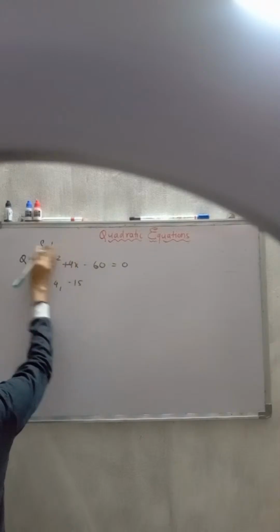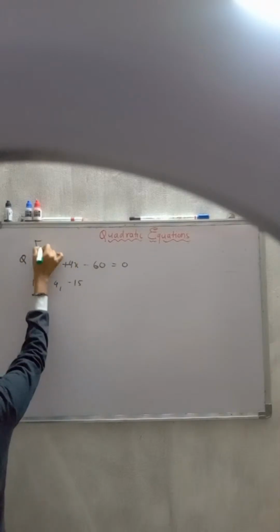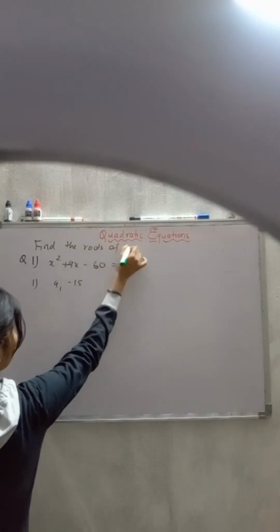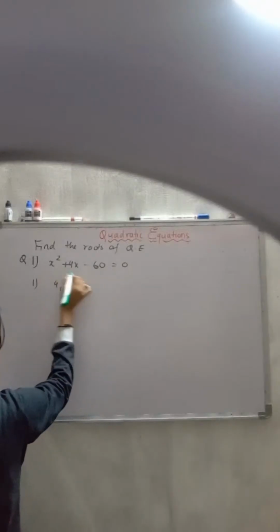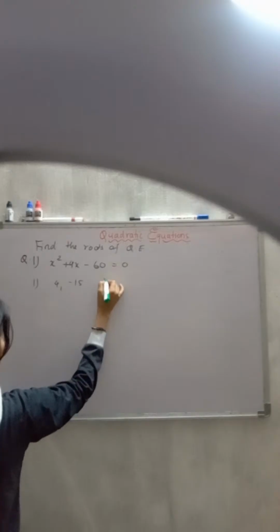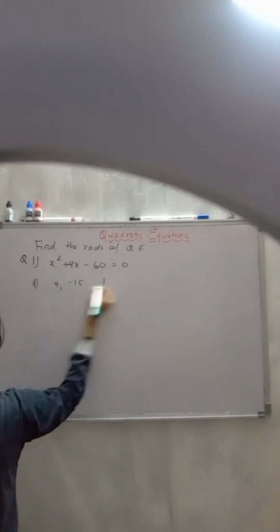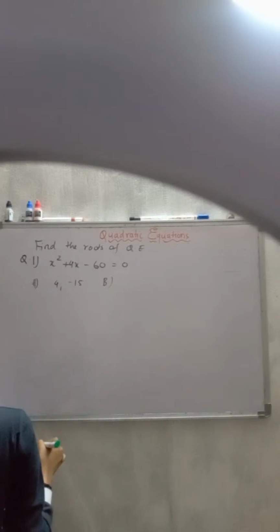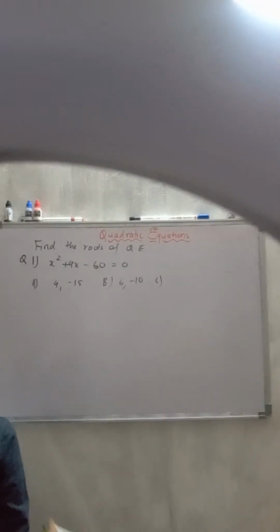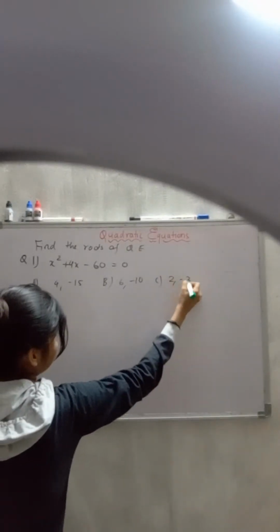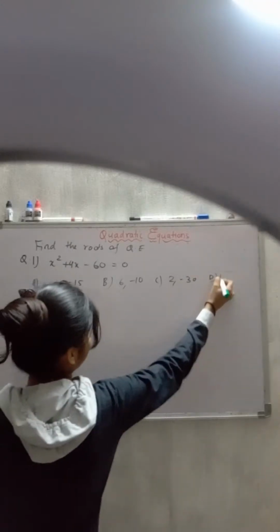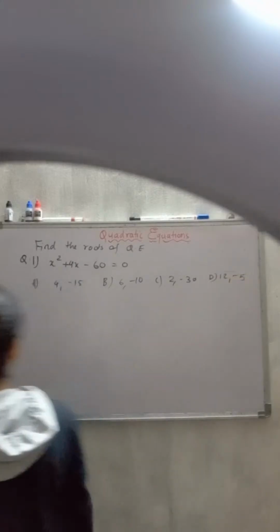Find the roots of quadratic equation. First one is x square plus 4x minus 60, and the options are A 4 minus 15, B 6 minus 10, C 2 minus 30, or D 12 minus 5.